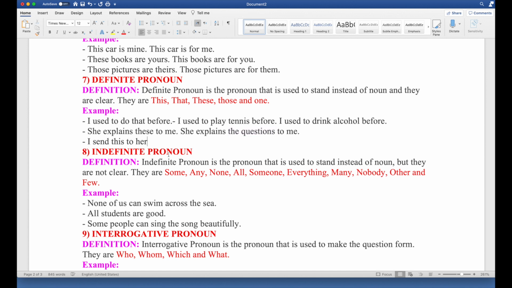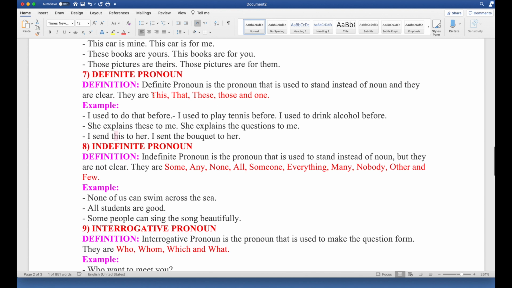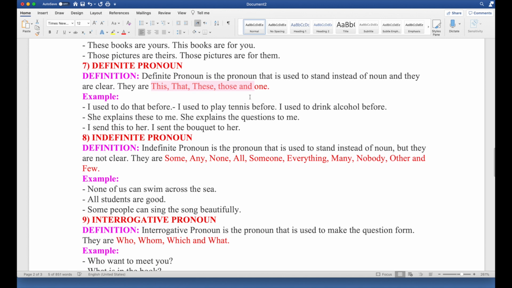I sent this to her. I sent the flowers. I sent the bouquet to her. Okay? So the bouquet is being replaced by this. I sent this bouquet, or this, to her. All right? So we're talking about very specific things, and they are replacing whatever that thing is, but we already know what that thing is.